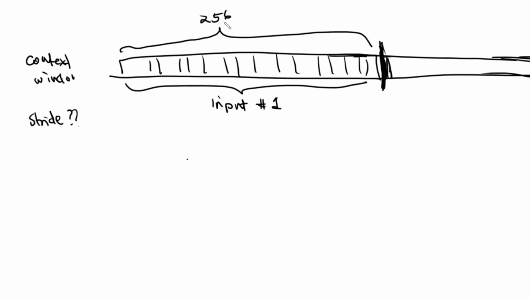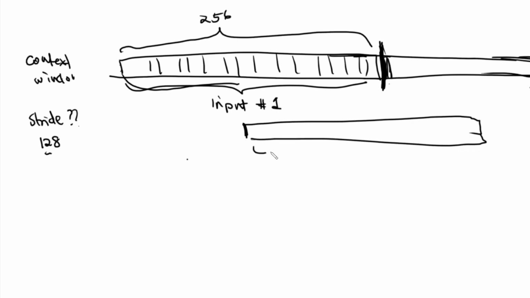If we had used a stride of 256, it would skip 256 and create input number two there. But because we are using 128 as the stride, it goes to 128, the halfway point, and creates the second input from there. So there's a bit of an overlap: some tokens are going to be in input one and input two as well. There are advantages and disadvantages to that, which we'll briefly touch on later. But that is what is happening with our 256 there.